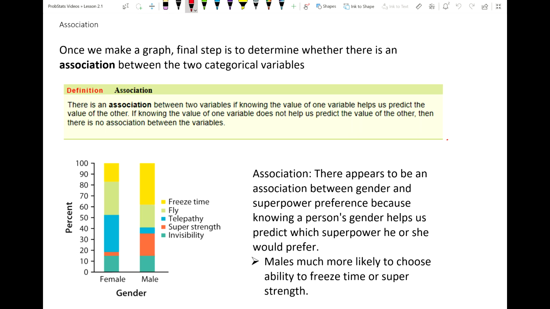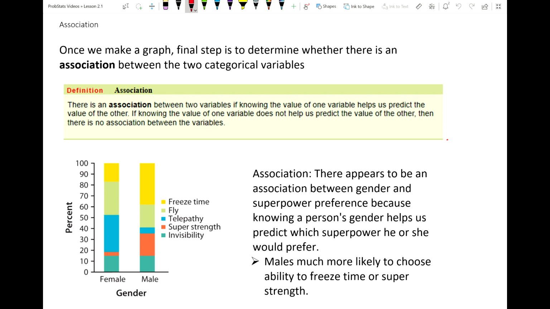So once we make a graph, we have to determine whether there's an association or a relationship between the two variables. So an association between two variables is if knowing the value of one variable helps us predict the value of the other variable.